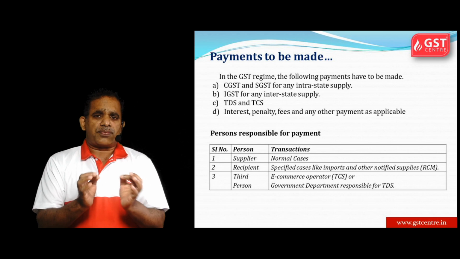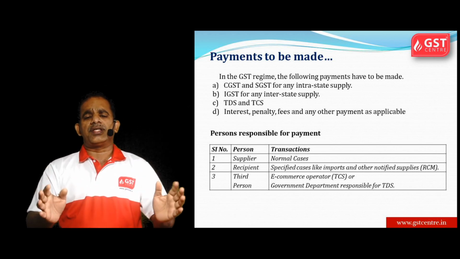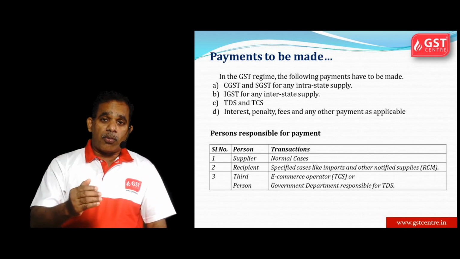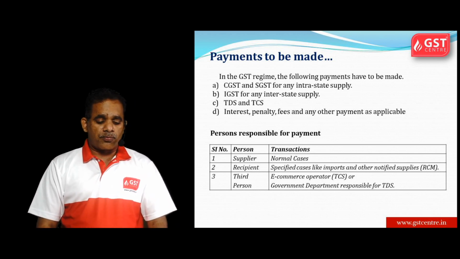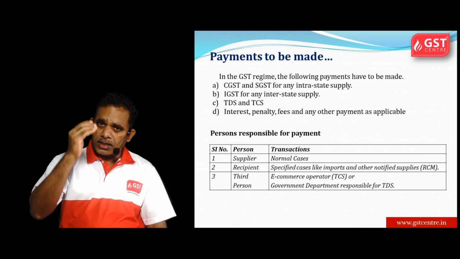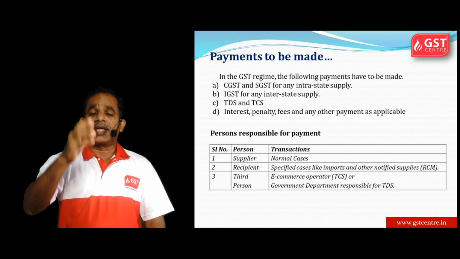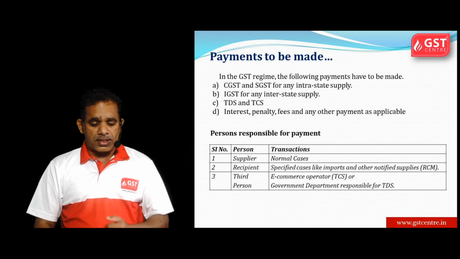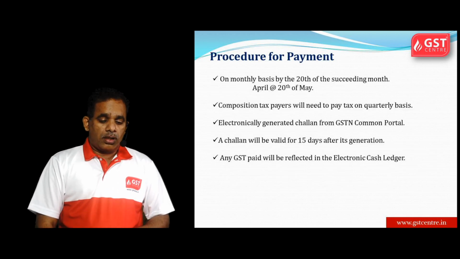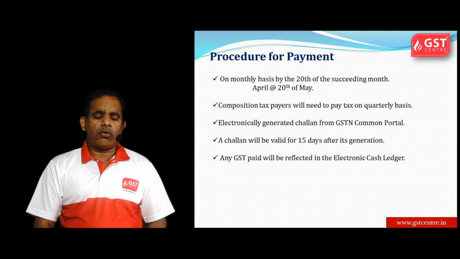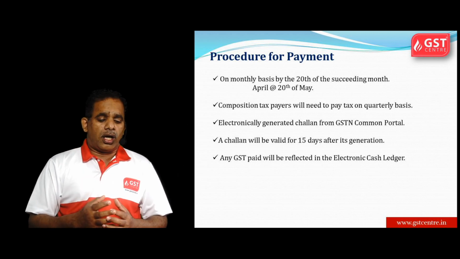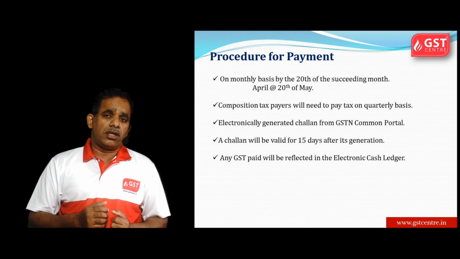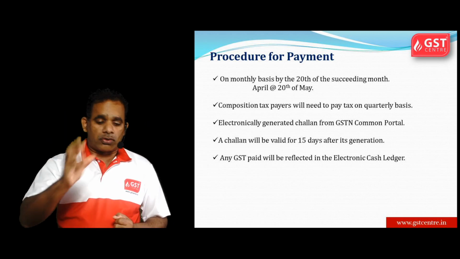Okay, and who is responsible for payment? Supplier has to pay GST in the normal cases. Recipient or the buyer in case of imports or reverse charge mechanism cases. And in case of TCS, it is the e-commerce operator, and in case of TDS, the government department or such public sector undertakings for whom the TDS provisions are applicable. Then procedure for payment. All taxes should be paid before 20th of the succeeding month. For example, if it is for April month, you need to pay the taxes before 20th of May.